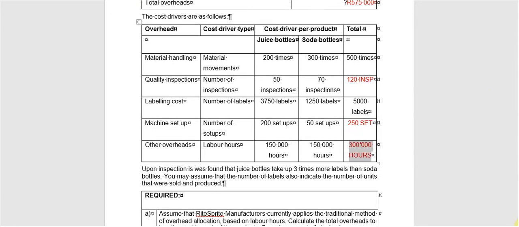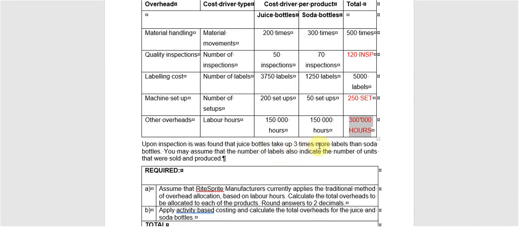Then they say upon inspection, it was found that the juice bottles take up 3 times more labels than soda bottles. We can see that because soda bottles was 1,250. If you times that by 3, you should get 3,750. So interesting information, but it's already in the table, so it's not really useful. Then they say you may assume that the number of labels also indicate the number of units that were sold and produced. So in other words, there were 1,250 bottles of soda produced and 3,750 bottles produced for the juice.